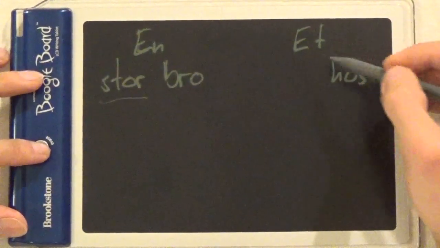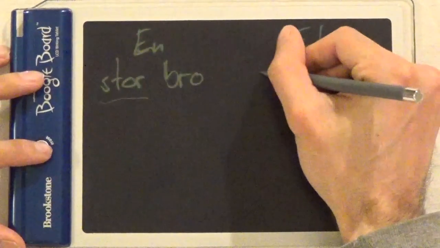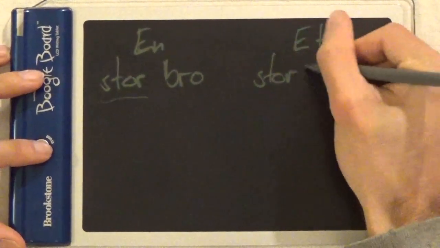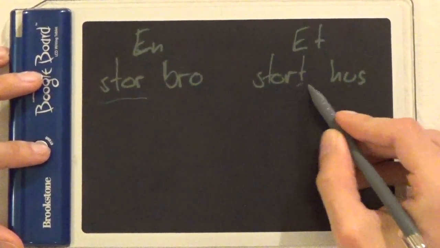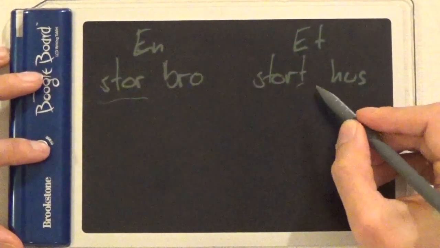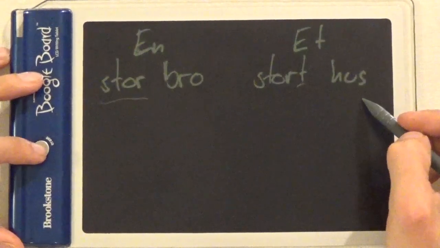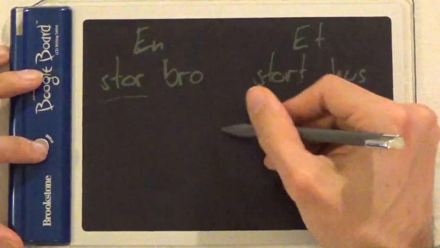In the case of the T-type nouns, what you do is simply add a T at the end of the adjective. So stor becomes stort. Et stort hus. So, those are those two cases.